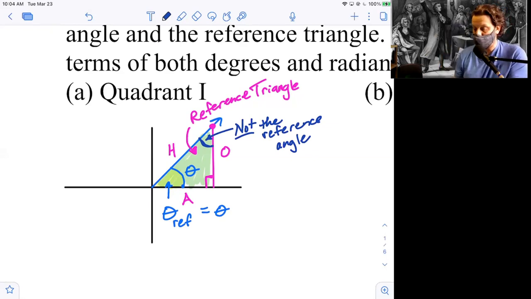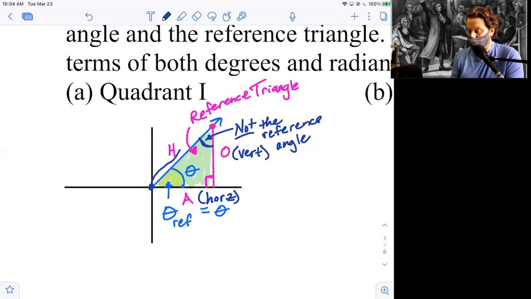So our opposite is always going to be the vertical. Always going to be the vertical component. And the adjacent is always going to be the horizontal component. And the hypotenuse is always the distance from the origin to that point, right? There's the hypotenuse. It's always opposite the 90-degree angle. All right? So there's your reference triangle.